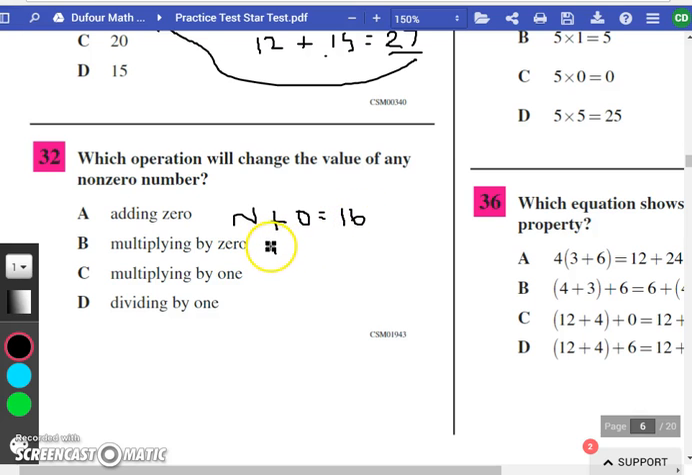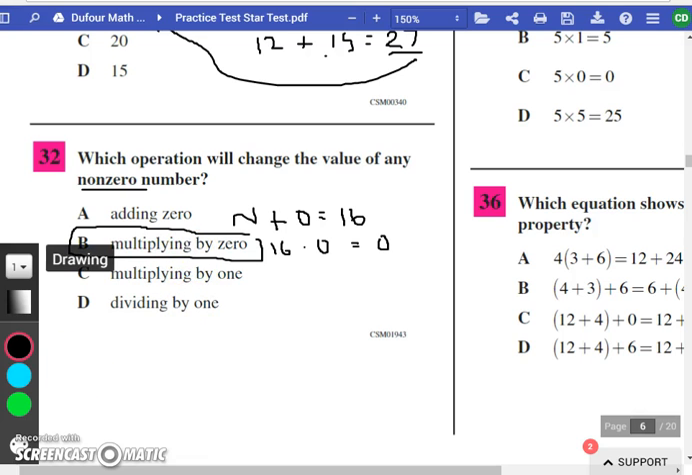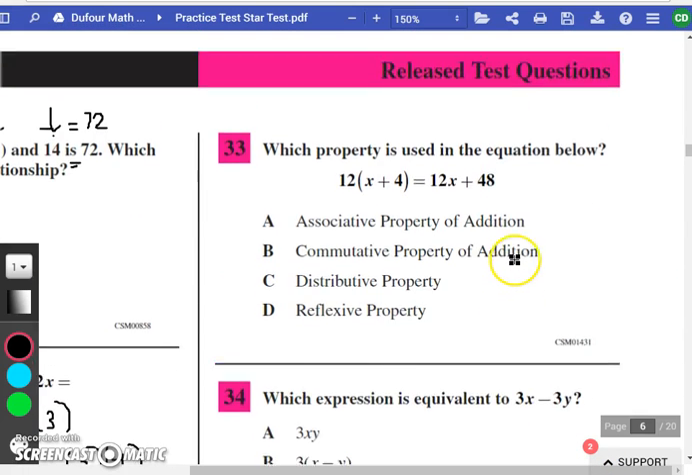Now, if we have 16 times 0, as you can see, that value changes. And so when you multiply a number by 0, yes, it will change the value of that non-zero number. What does non-zero mean? Well, it basically means any integer, a negative or a positive. So in that case, 32, you can see, would definitely change the value of that number. I'm going to move on to 33.